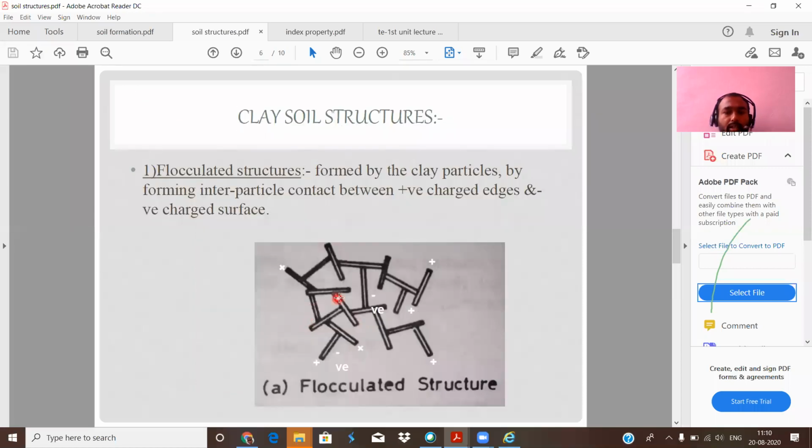The main flocculated structure is edge to face orientation. The edge to face orientation is mainly because of strong attractive forces between the particles. This structure is present only in silts.